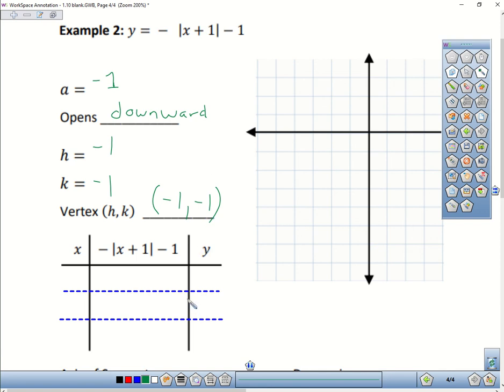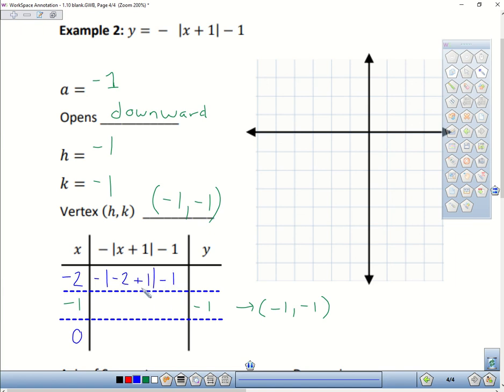It's one of those things you're going to learn as you go through, whether you're going to need to add a value or not. So the middle of your table is always going to be your vertex. And then you're always going to pick values above and below that. So what's 1 less than -1? -2. Good. And down here? 0. Good. Once you have that information, you're going to plug it into the function.